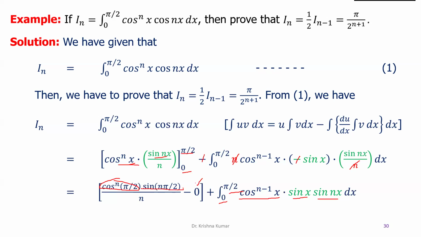Sin n pi by 2 has a value of either 1 or 0. Suppose you put n equal to 1, then sin pi by 2 is 1. If you put n equal to 2, then sin pi is 0. So either we get 0 or 1, but the first value cos pi by 2 is always 0. So ultimately the first term is 0, and the second term is the integration of cos^(n-1) x sin nx sin x under the limit 0 to pi by 2. So we have I_n equal to the integration of cos^(n-1) x sin nx sin x under the limit 0 to pi by 2.